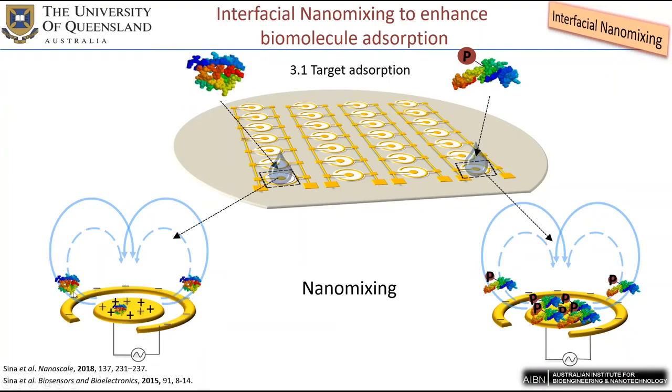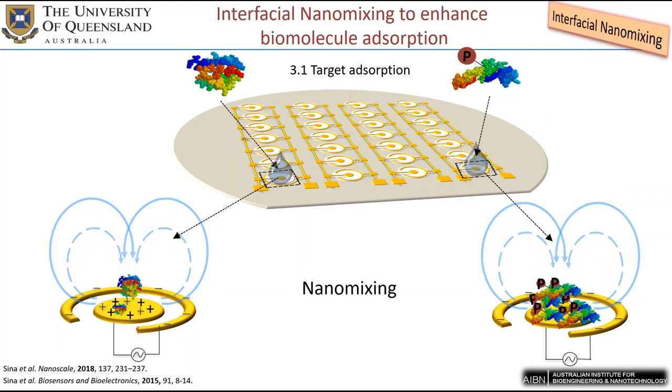And because of these non-uniform forces, it creates fluid flow. When you have your sample solution on top of these electrodes and you apply an alternating potential, it creates a fluid flow from the larger electrode towards the smaller electrode, and from the smaller electrode towards the larger electrode. So it's like a vortex-like mixing you create on the electrode surface. And because of this vortex-like motion, you have more interaction of your biomolecules with the gold surface in comparison to the static incubation system. So using this nanomixing, as you can see here, there is more phosphorylated protein adsorbed onto the gold surface in comparison to the non-phosphorylated one.